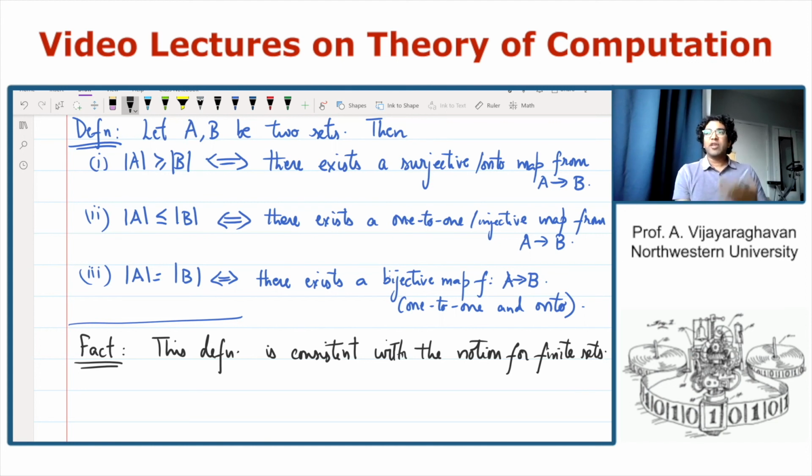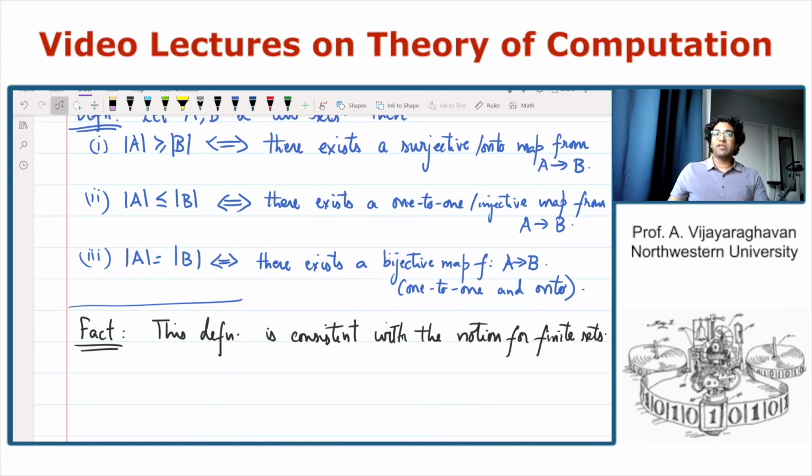That is, if you take any two finite sets A and B such that A has size greater than or equal to the size of B, then there will exist a surjective map from A to B, and you can exhibit it. Similarly, if the size of A is less than or equal to the size of B, then you can exhibit an injective, or one-to-one, map from A to B. And if it's equal, then you can exhibit a bijective map. So this notion of comparing the cardinalities of sets is exactly consistent with what we want for finite sets, but it really extends this notion to infinite sets.